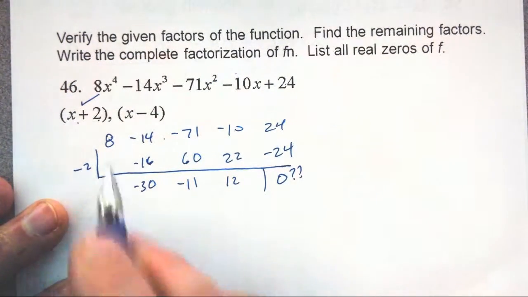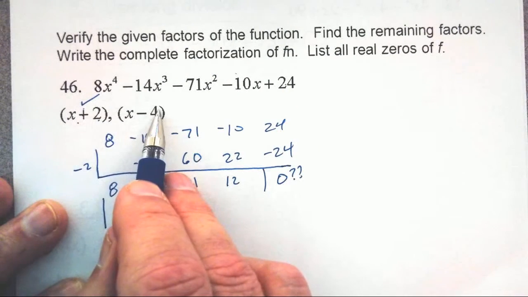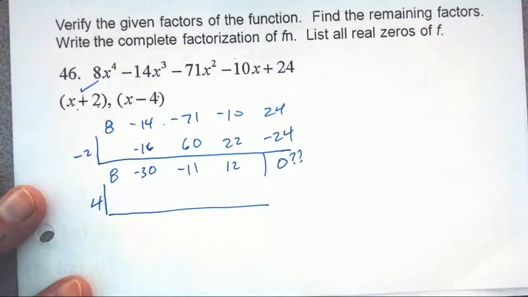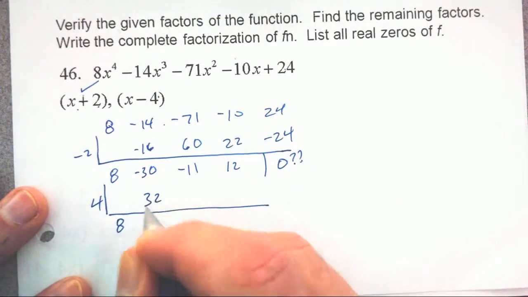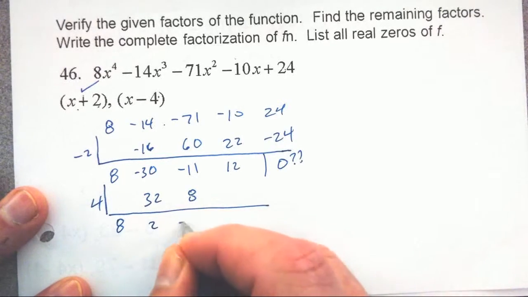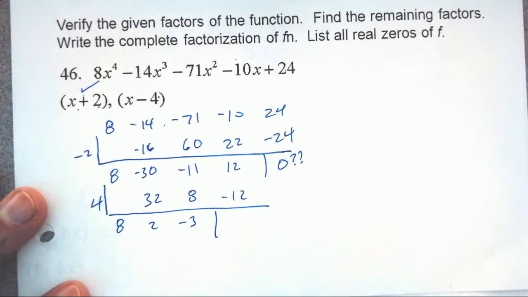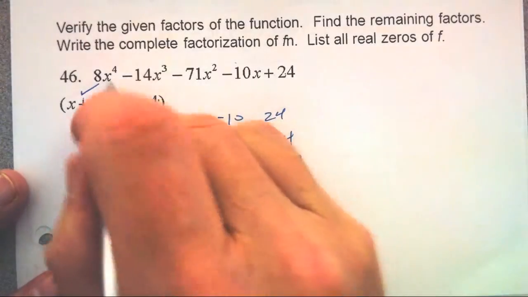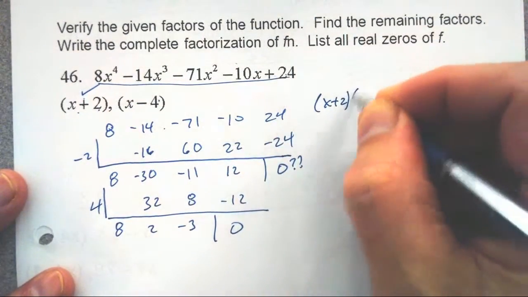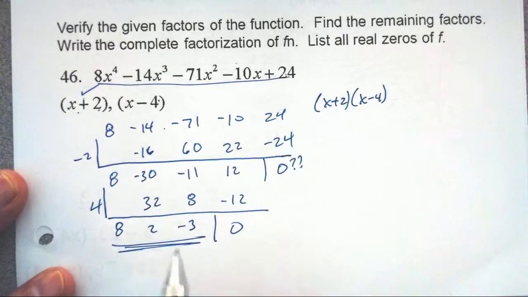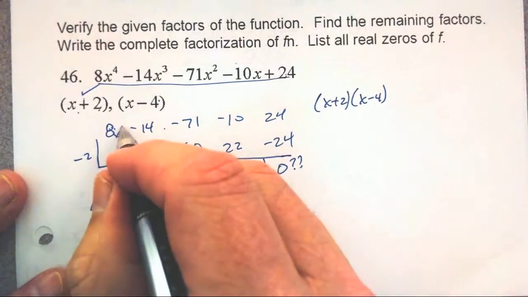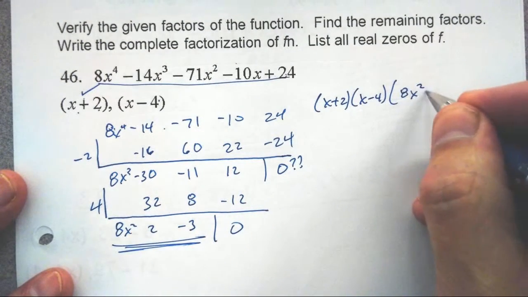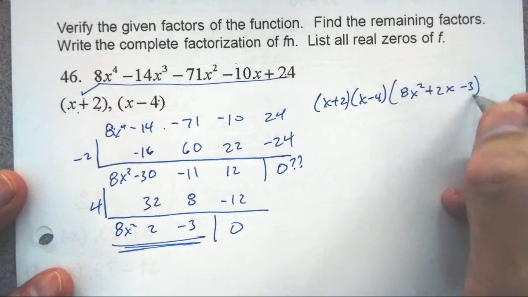I'm going to then take this solution, because if this is a factor and then this is a factor, I'm going to just continue on down this road. I'm going to run positive 4, my new box, through this. 8, 32, see where it's coming from. 2, 8, negative 3, negative 12, yay. 0. So here's what I know. I know that right now I could factor this down into x plus 2 times x minus 4 times, here it is, I went from x to the 4th to x to the 3rd to x squared. Right now I'm down to 8x squared plus 2x minus 3.